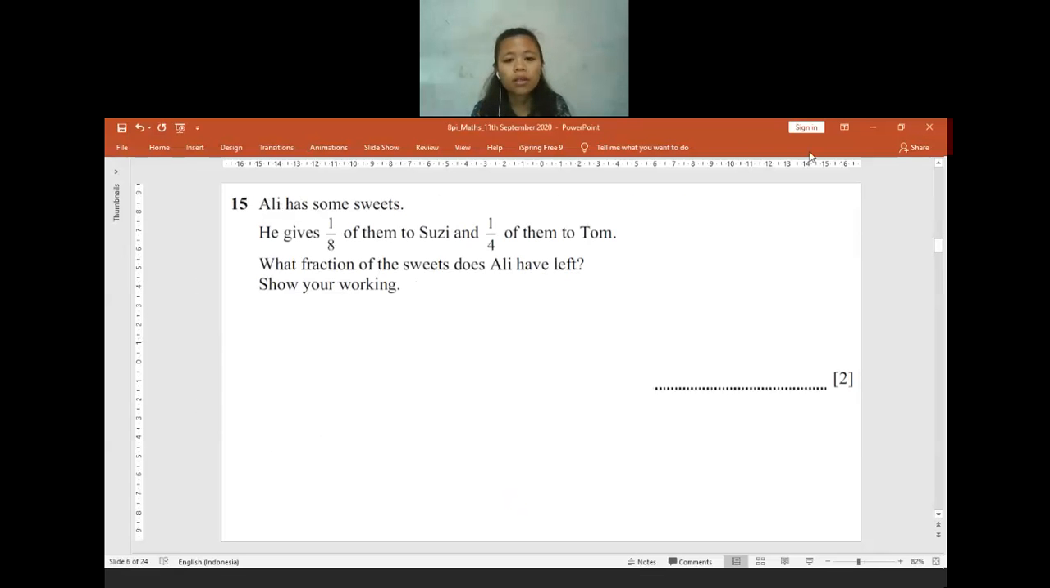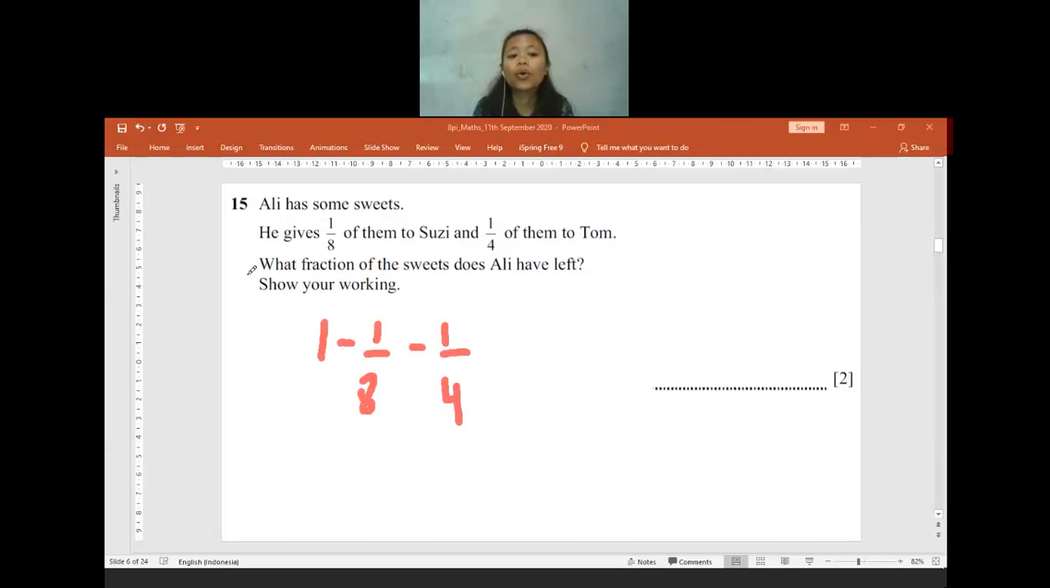Okay, for question 15, now we move to question 15. We have a word problem in here about fractions. Ali has some sweets. He gives 1 per 8 of them to Susie and then 1 per 4 of them to Tom. What fraction of the sweets is left? Because we don't know the number of sweets, we make it into 1. 1 minus 1 per 8 minus 1 per 4.